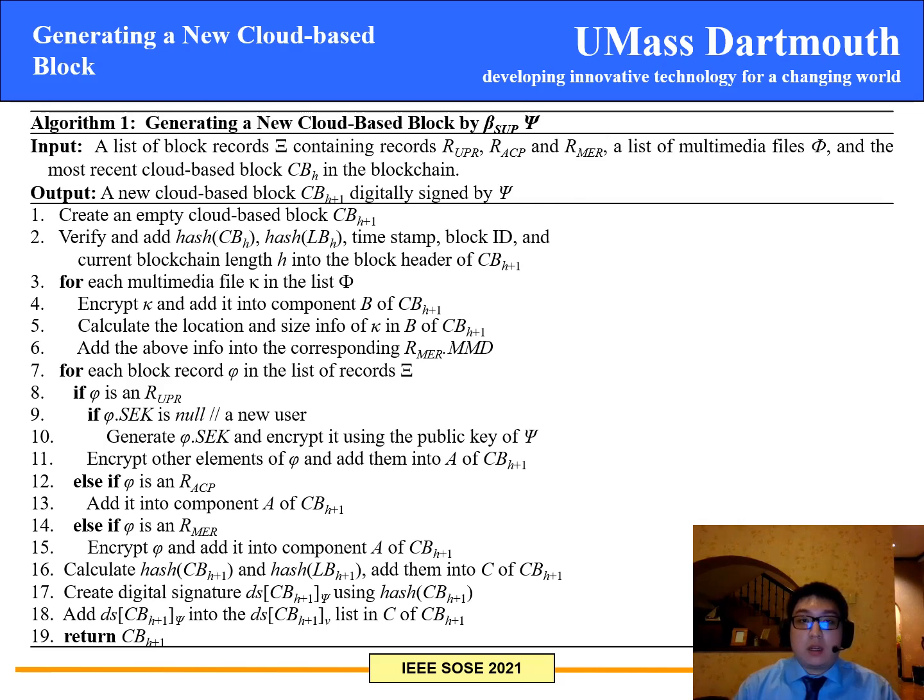Finally, the block's hash value is calculated and added to the block's component C. A digital signature is also created based on said hash value and added to the digital signature list in component C. Note that the digital signatures from other super peer agents will be added to the digital signatures list during the consensus process. Additionally, a light block, LBH+1, can be created by simply copying this cloud-based block CBH+1 and removing its component B.